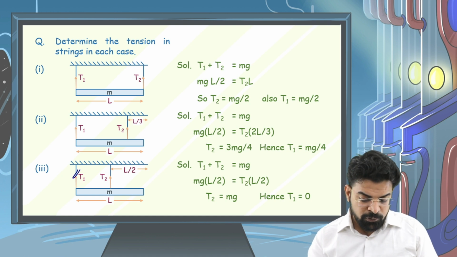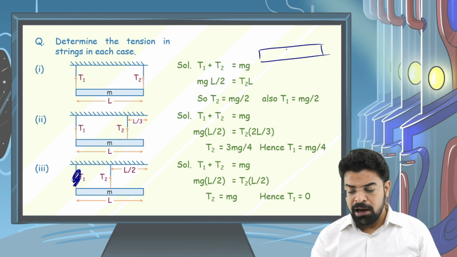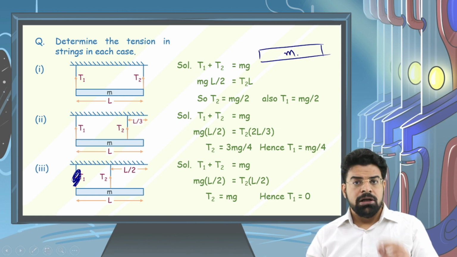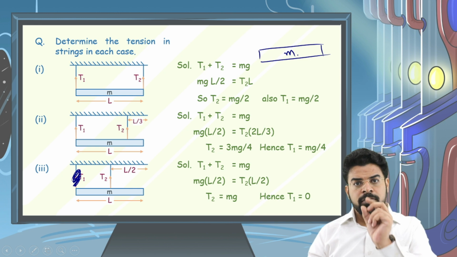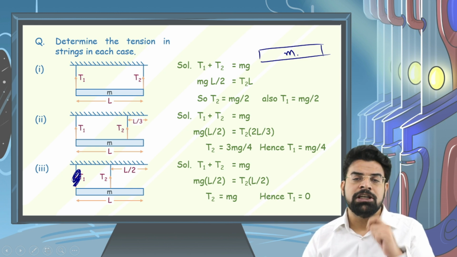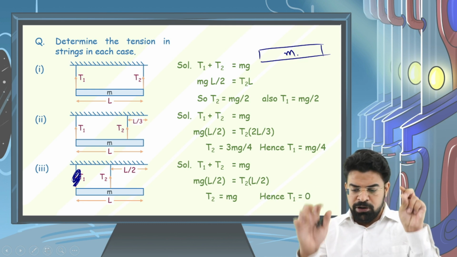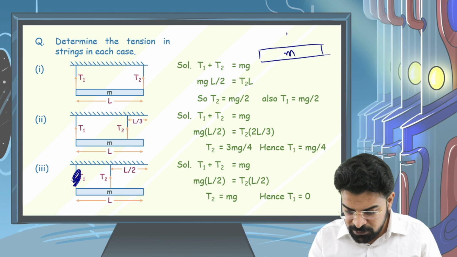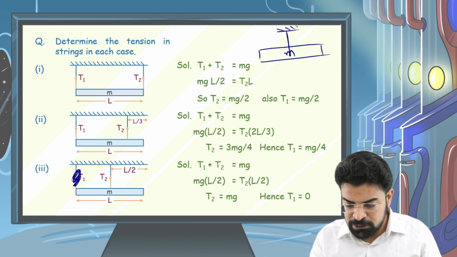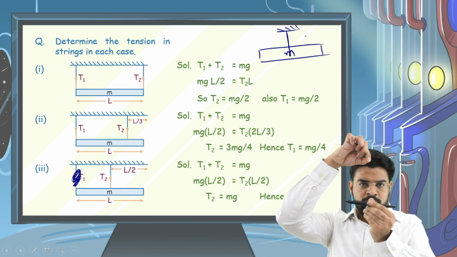Because, forget this string. I give you a rod and I ask you, suspend it using only one string and it should be in equilibrium. How will you suspend it? So you have to keep the rod horizontal, you have to keep it in equilibrium. So you must hinge it at its center. And when you fix it at the center, you can keep it in equilibrium, right?